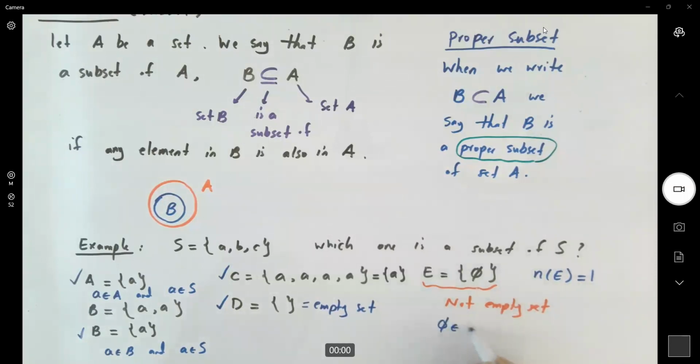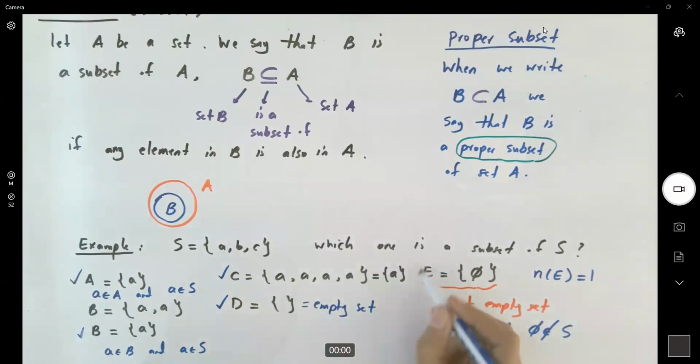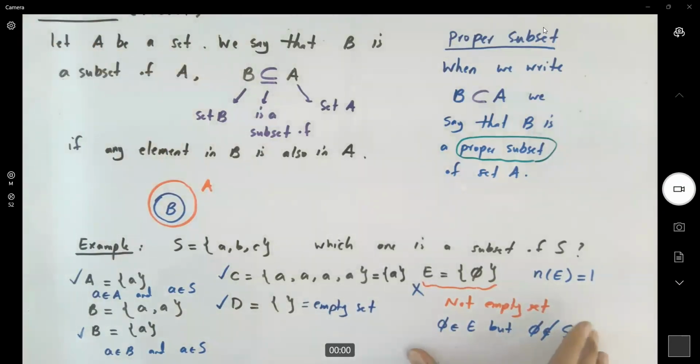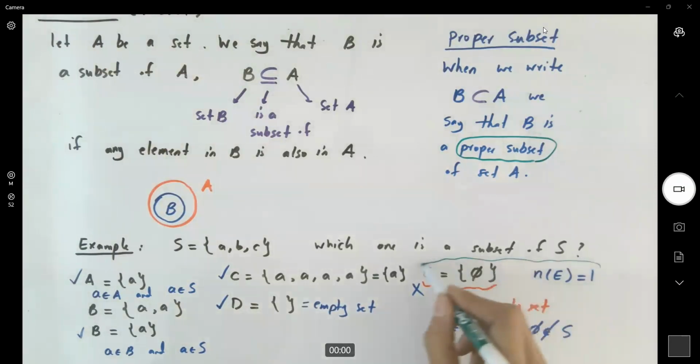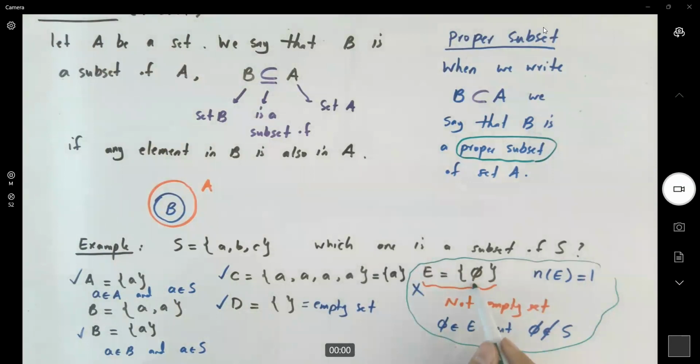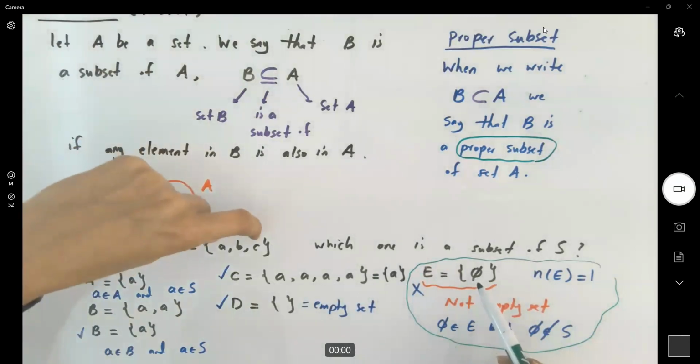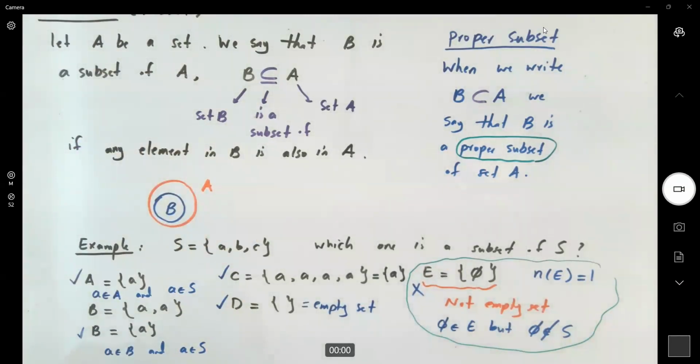So empty set belongs to E, but empty set is not a member of S. So E is not a subset. Just be careful when you are analyzing these sets, following the definition of subset to make sure you have a correct answer. So for set E, it has one member in it. The cardinality of this set is 1. The member inside set E is empty set. Empty set is in set E, but it's not in the larger set. The larger set doesn't have any member as empty set.